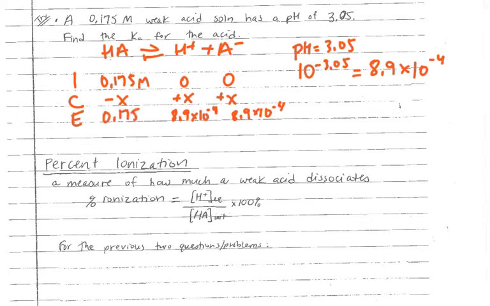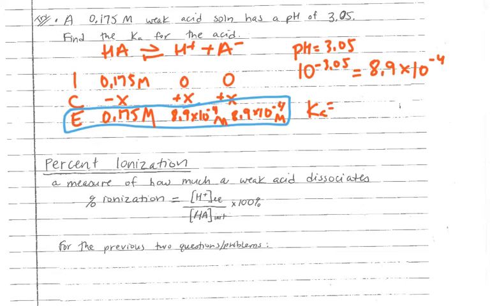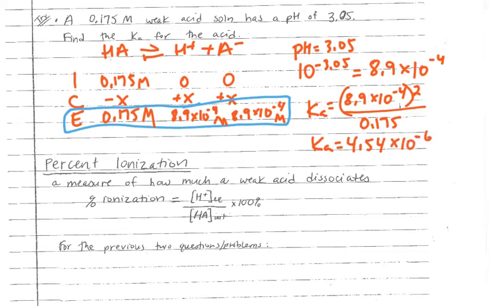All right, so now I have my equilibrium. I use the pH to find the equilibrium concentration of hydrogen, which is equal to the equilibrium concentration of the A minus ion, and these are all molarities. Now I just plug it into the equilibrium constant expression to solve for Ka. 8.9 times 10 to the negative fourth squared over 0.175, and I get a Ka value of 4.54 times 10 to the negative 6. Remember, equilibrium constants, Ks, do not have units, so it is a unitless answer.